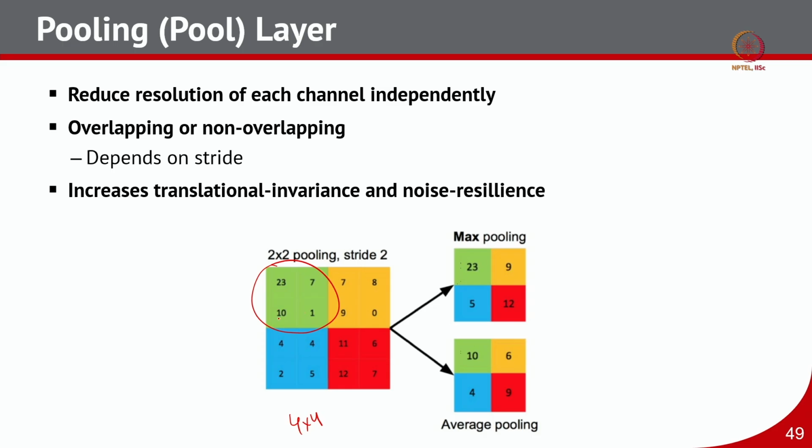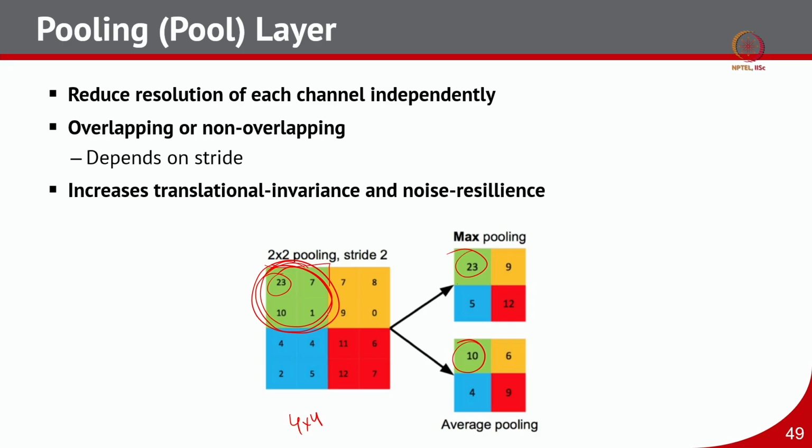Now there are two kinds of pooling: one is max pooling and another is average pooling. For max pooling, we just take the maximum of these values. The maximum of all these four values is 23, and we put this value in the output feature map. If we have average pooling, then instead of taking the maximum, we take the average of all these four numbers and put the average value in the output feature map. That's the difference between max pooling and average pooling.